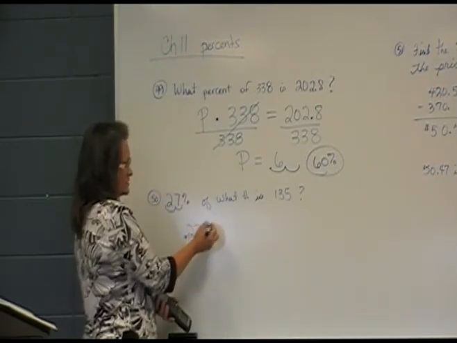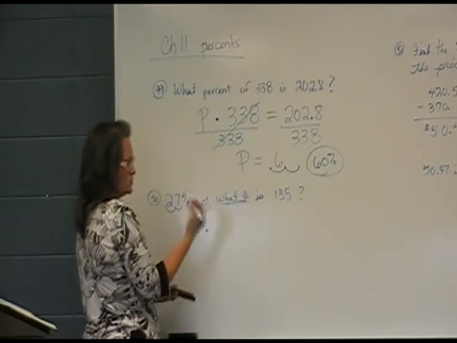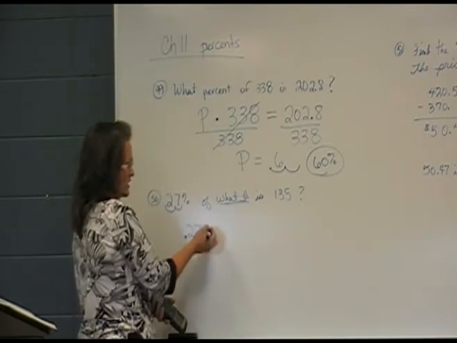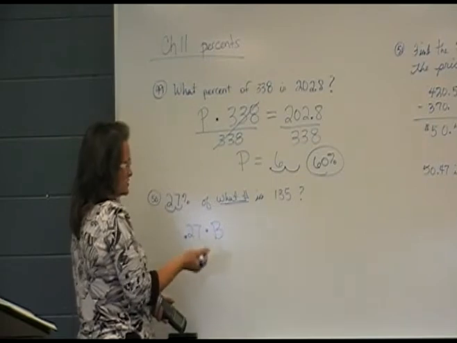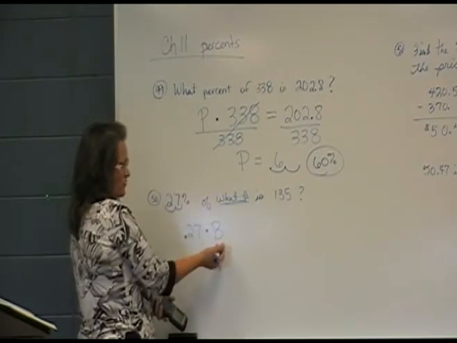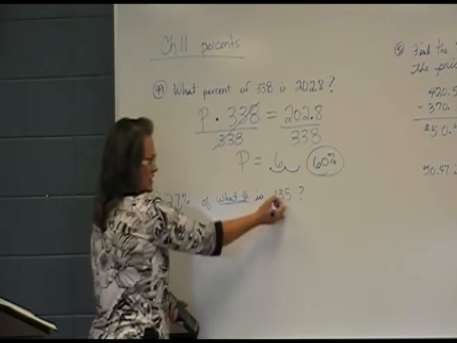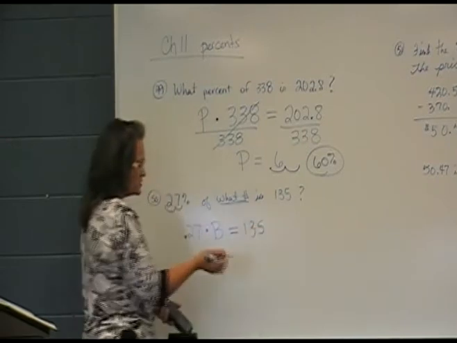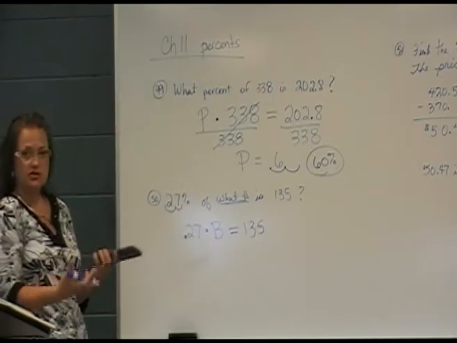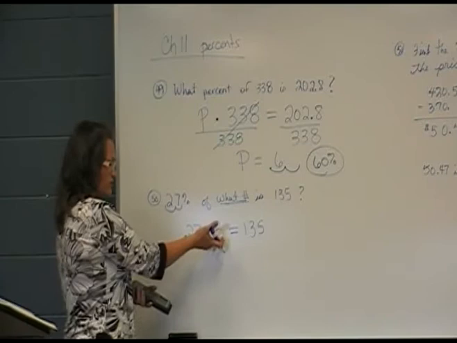This times what number? There's the variable, and use whatever letter you like. I'm going to use B for the base of this percent. 27% of what is, there's the equal sign, 135. So now we have an algebraic equation. So now we go into that mode of solving for the variable.